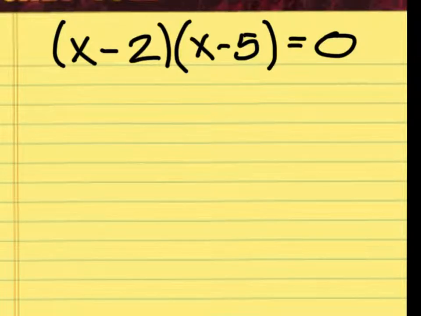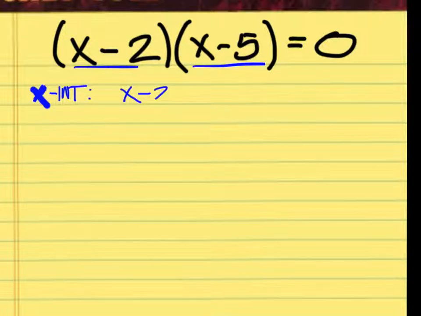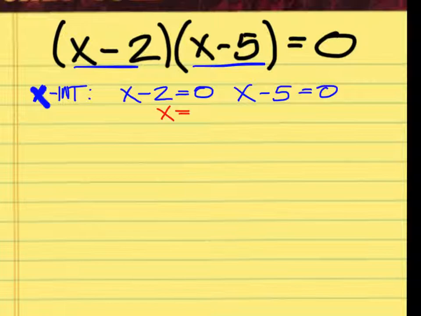The first thing you're going to have to do is find your x-intercepts. And to find the x-intercepts, you must do the following. Set each of those equal to 0. x minus 2 equals 0, and x minus 5 equals 0. These are very simple equations. You just move the minus 2 to the right, and then move the minus 5 to the right, changing the sign in each, and then expressing them as a point. (5, 0) and (2, 0).